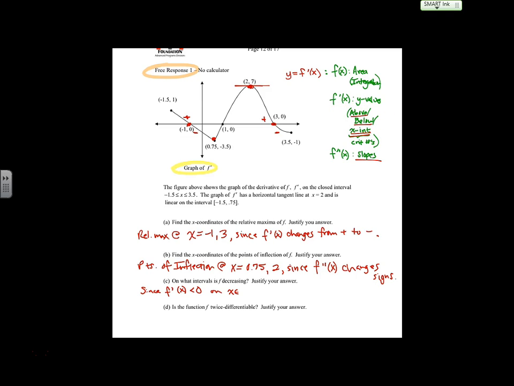The above is when F prime is going to be positive, and the below is when F prime is going to be negative. So if I need F prime to be negative, I'm looking for below. So where is the graph below? Negative 1 to 1. Oh, I'm sorry, I was looking at negative 1.5. You guys were totally right, good job. Anything else? 3 to 3.5. F is decreasing on those intervals.